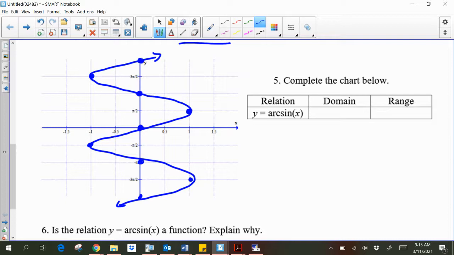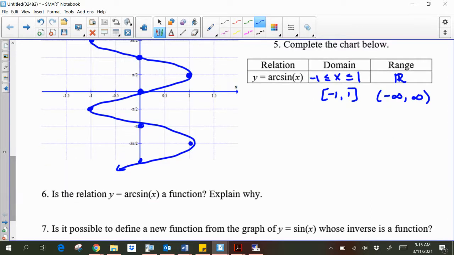So what's the domain of arc sine? -1 to 1. What's the range? All real numbers. Is arc sine a function? No. Why not? Vertical line test.